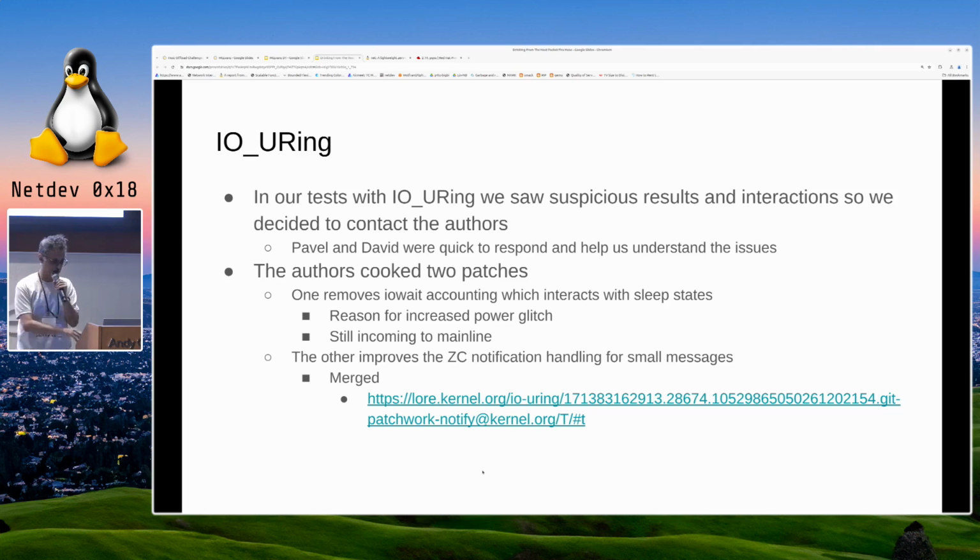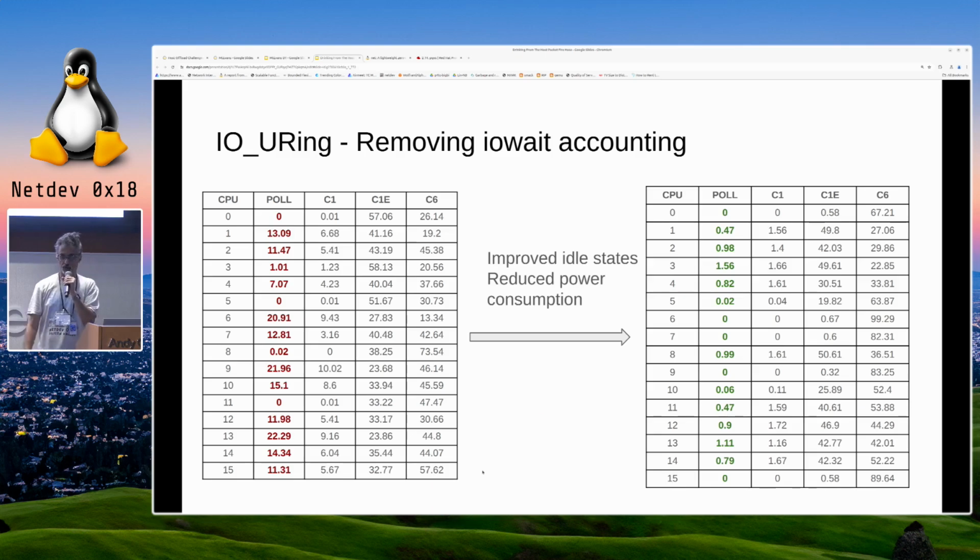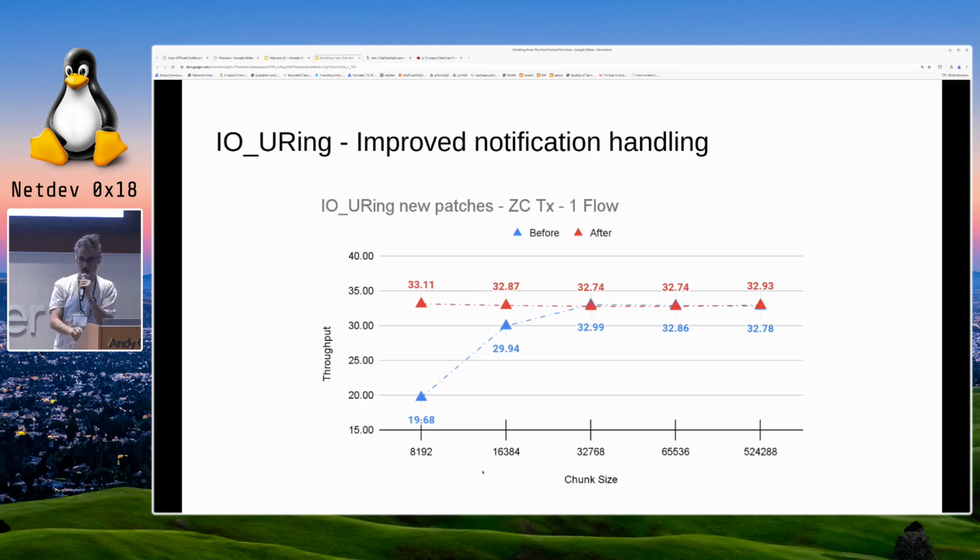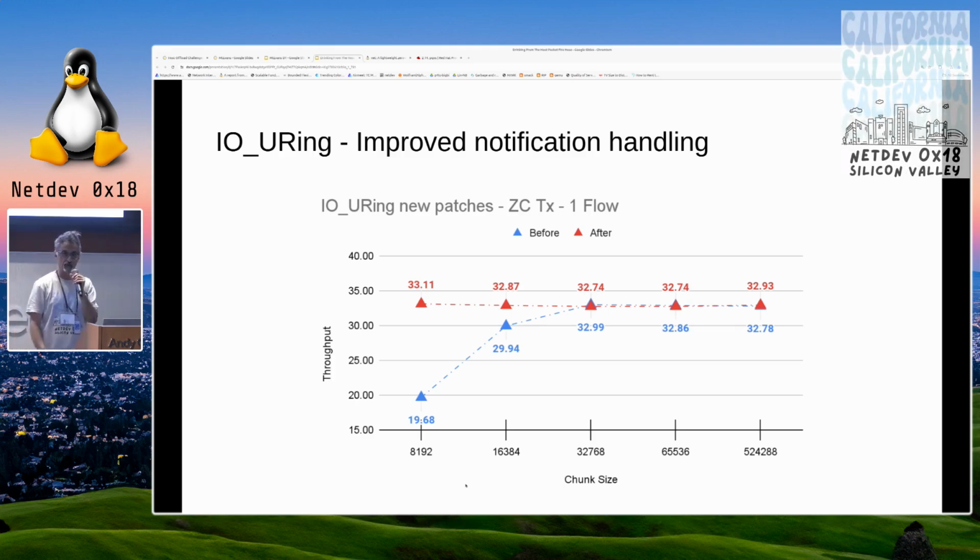The second one was for improving IO ring. This shows you before the patch on the left-hand side, the percentage of how much time is spent in each state, from C1 all the way to C6, and then after. You can see a huge improvement on the poll column there. For lack of time, I'm just going to jump ahead. This is when the application message size is small. If we went, let's say, to 8K, IO ring did not perform well. This patch is in mainline, I believe. This shows the results. The blue was before, and the red is after, and it shows there's an improvement.